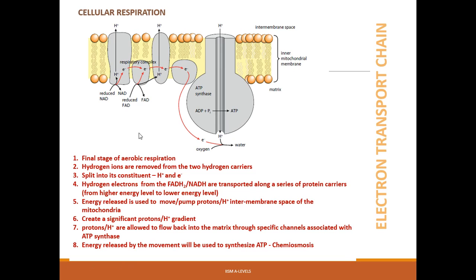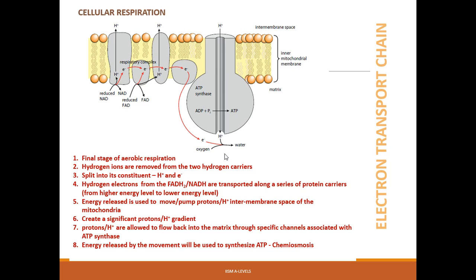This specific process where hydrogen moves back into the matrix, releases energy, and the energy is used to combine ADP with phosphate is known as chemiosmosis.